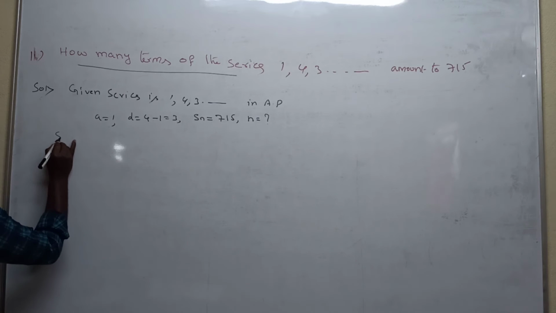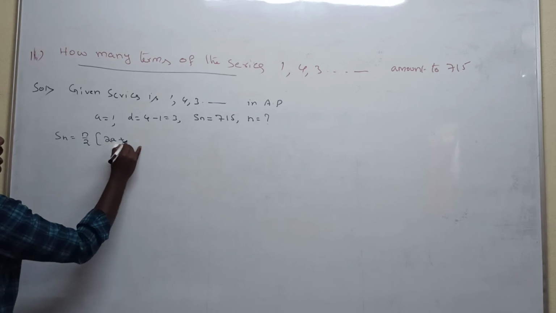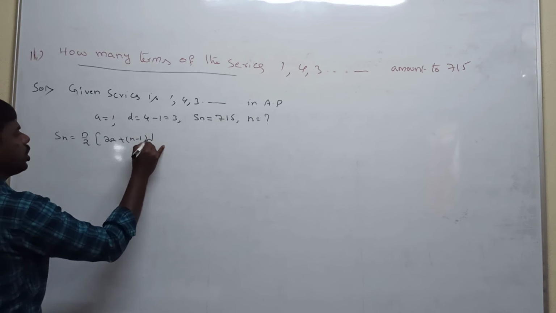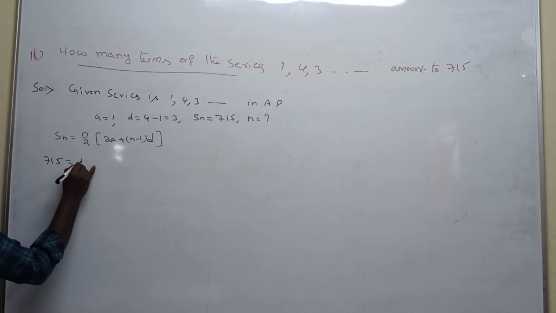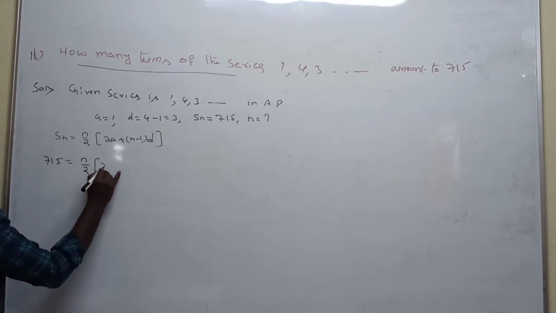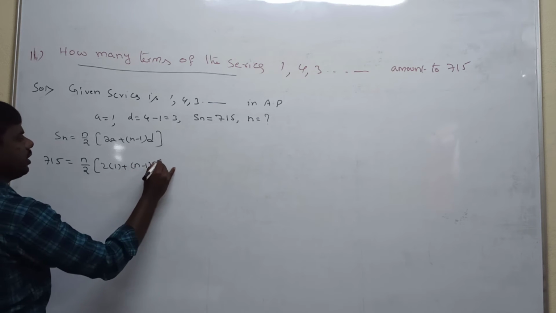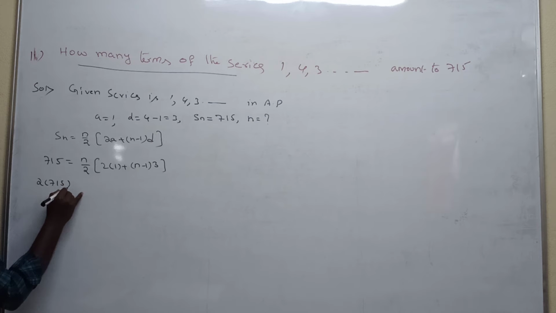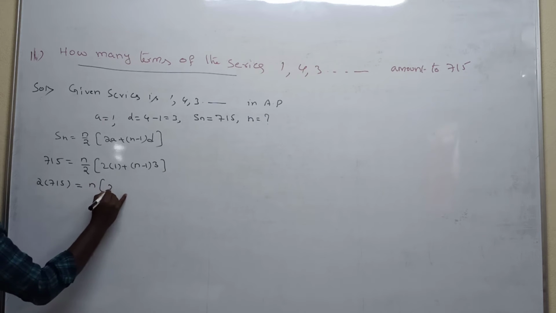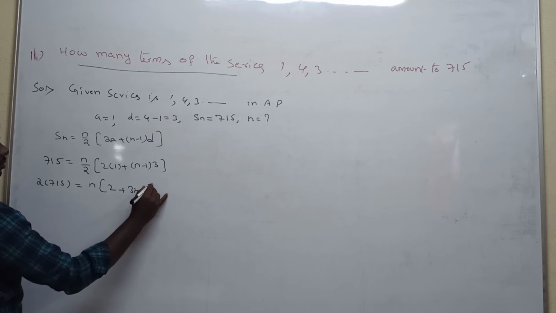Now applying the formula, Sn is equal to n by 2 into 2a plus n minus 1 into d. Applying all the values, Sn value is 715, equal to n by 2 into 2 into 1 plus n minus 1 into 3. Now cross multiplication: 2 into 715 is equal to n into 2 plus 3n minus 3.